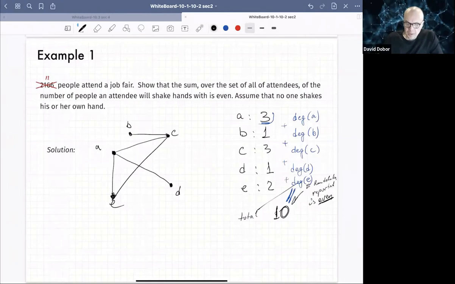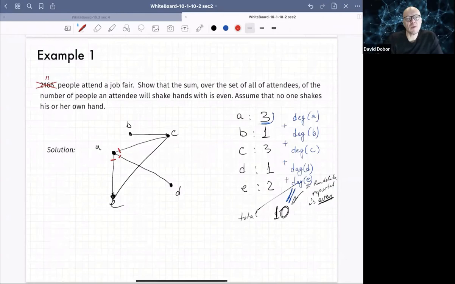So when I went around, let's say I start at A and go around counterclockwise. Every time I report a handshake, I'm going to mark that handshake with a little line, a tick. So A reported 3 ticks. By the way, what's a handshake? An edge represents one handshake in this graph, right? Everybody agree? One handshake is an edge.